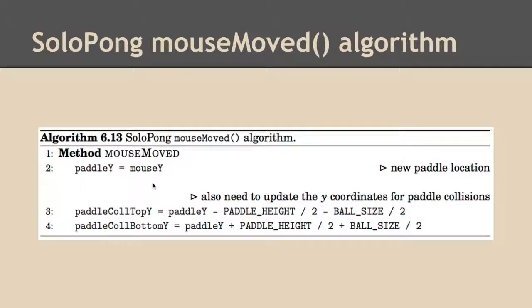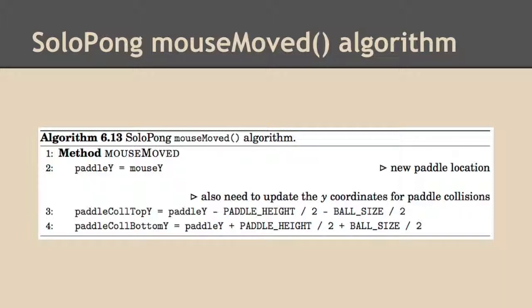Okay, what about mouseMoved? Well, mouseMoved is a little bit more complicated than we might think. First of all, we need to move the paddle to the mouse location in the y direction. So as the user moves the mouse up and down in the window, the paddle should mirror that movement. But we also need to update the y-coordinates for the paddle collisions, these paddle collision top y, paddle collision bottom y values, because the location of the paddle's moved. So we update the paddle location and update the location of our imaginary paddle collision lines.